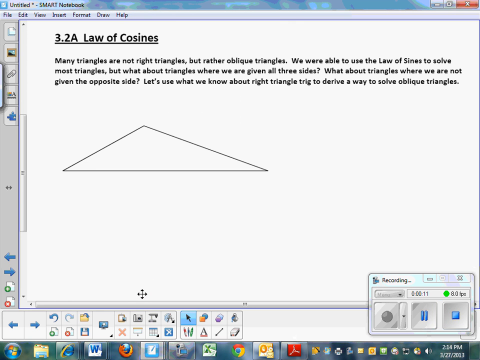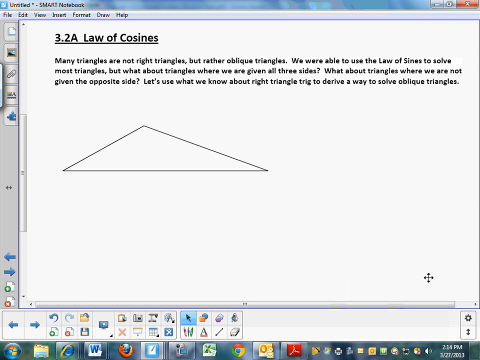Okay, it says as follows. Many triangles are not right triangles. We've learned that, right? You need this sheet.